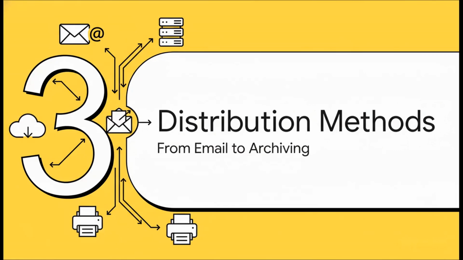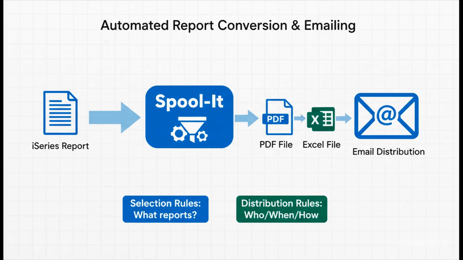So once your rule finds the right report, this is where the real magic happens. This is where the power of SpooliT really shines, and all the different ways you can send that information wherever it needs to go. Email is, of course, the big one, and for good reason, right? Just imagine automatically turning those old green screen reports into slick PDFs or Excel sheets and having them just appear in the right inboxes without anyone lifting a finger.